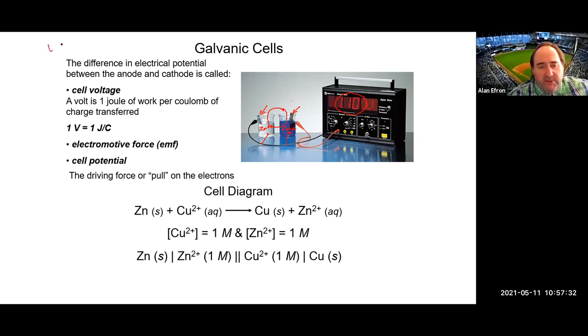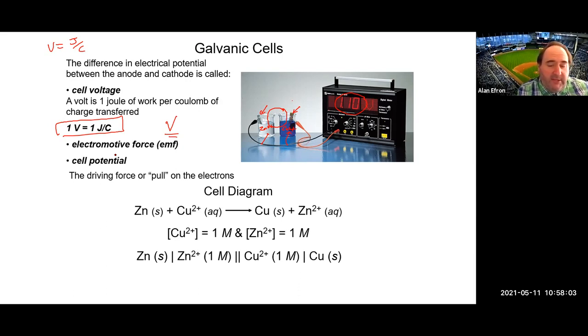So a volt is a joule over a coulomb. That's a conversion that we'll use a little bit later on here. It's sometimes referred to as electromotive force, or EMF, or cell potential. So in questions, if they ask you to calculate the cell voltage, the EMF, or the cell potential, they're pretty much asking you to calculate the voltage. So those are typically what they're asking you to calculate.